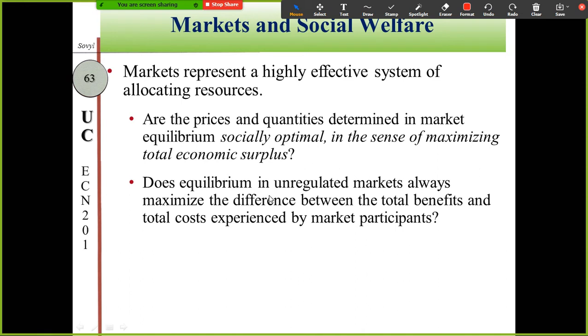Does equilibrium in unregulated markets, meaning free markets, always maximize the difference between total benefits and total costs experienced by market participants? Who are market participants? Buyers and sellers. It means that in free markets, equilibrium always maximizes the benefit of buyers and the benefit of sellers. The answer is: it depends. We don't have an absolute answer. It depends on conditions, on circumstances.